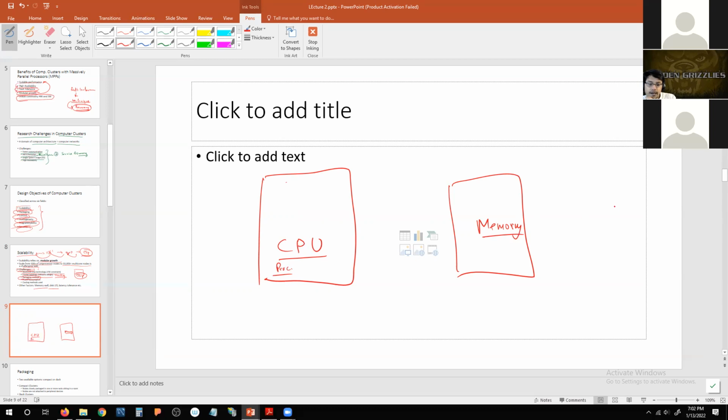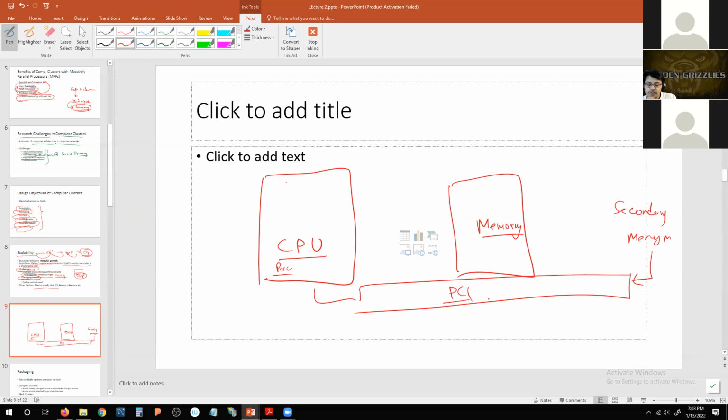Okay, so you have secondary memory. And you have IO. You have a bus, a data bus. A data bus, okay, processing bus, that kind of interconnects everything. So we will just say process communication interface, and then you have a data bus as well. And then somebody said IO, so we will just say peripherals.